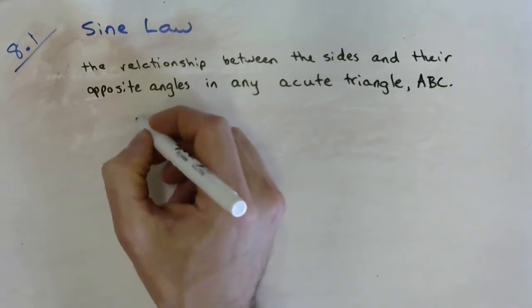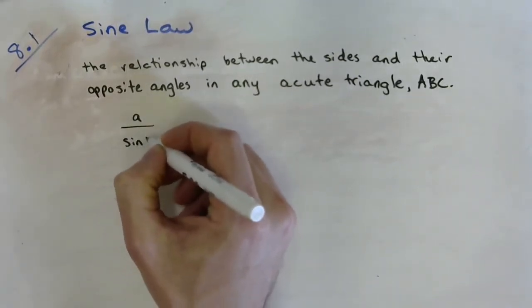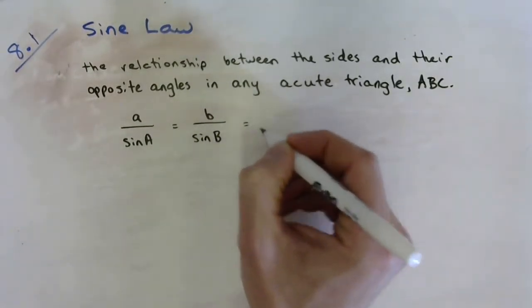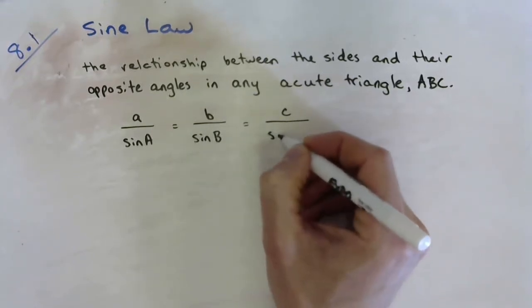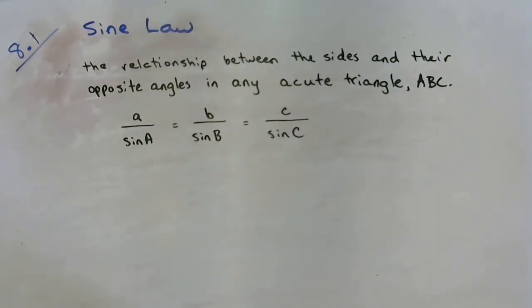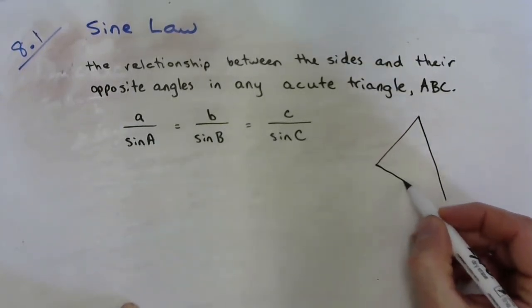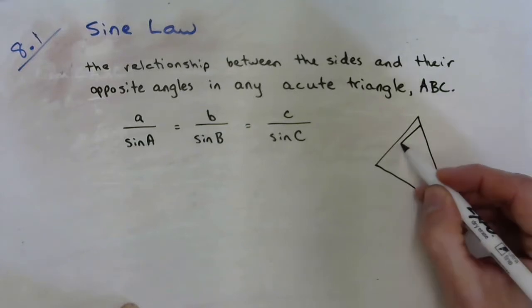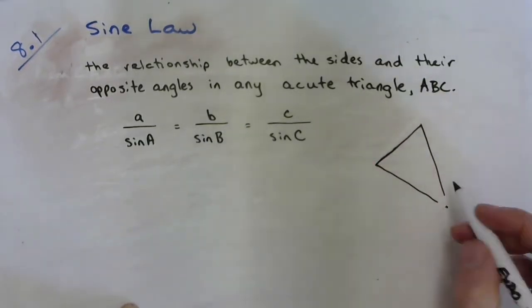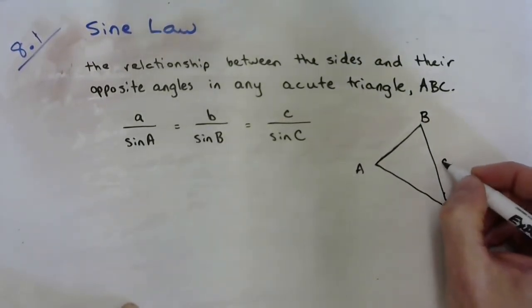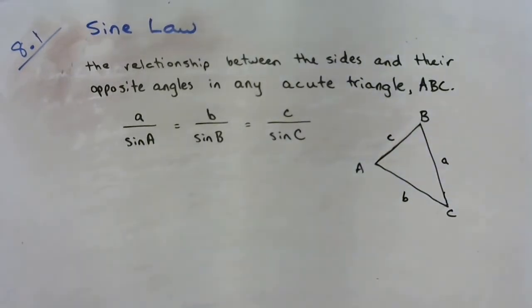Here's the law. A over the sine of A equals lowercase b over the sine of capital B equals lowercase c over the sine of capital C. And I'll draw a triangle. Make sure it looks like it's not a right angle triangle because that would be confusing. I'm going to call it A, B, C. Name the side lengths a, b, c. And that gives you something to envision and think about.